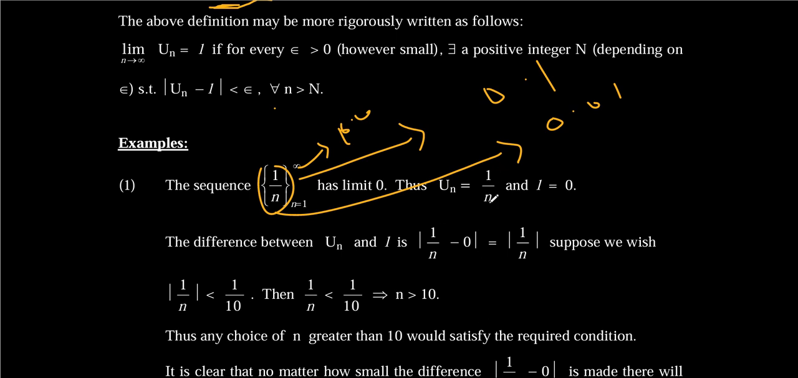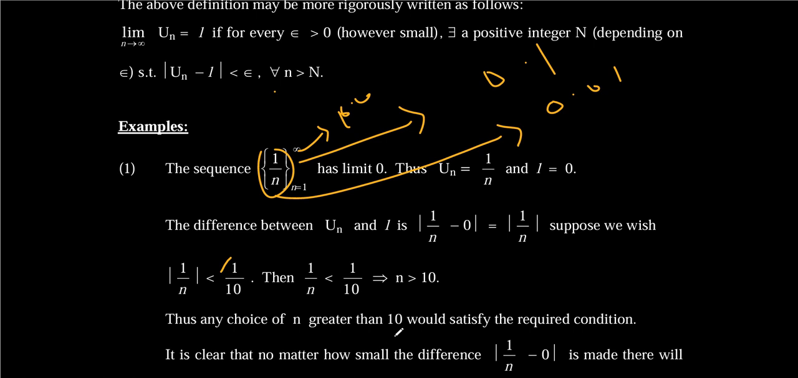You realize that our u of n would be 1 over n, which is already defined, and our limit will be equal to 0. Now, the difference between u of n and the limit is 1 over n minus 0, right? Now, we realize that in our definition of the limit point, it should always be less than delta, right? Now, in this case, you realize that our 1 over n will always be less than what? 1 over 10, right? Then we know that n is what? Greater than 10. So thus, any choice greater than 10 will satisfy the condition required, right?